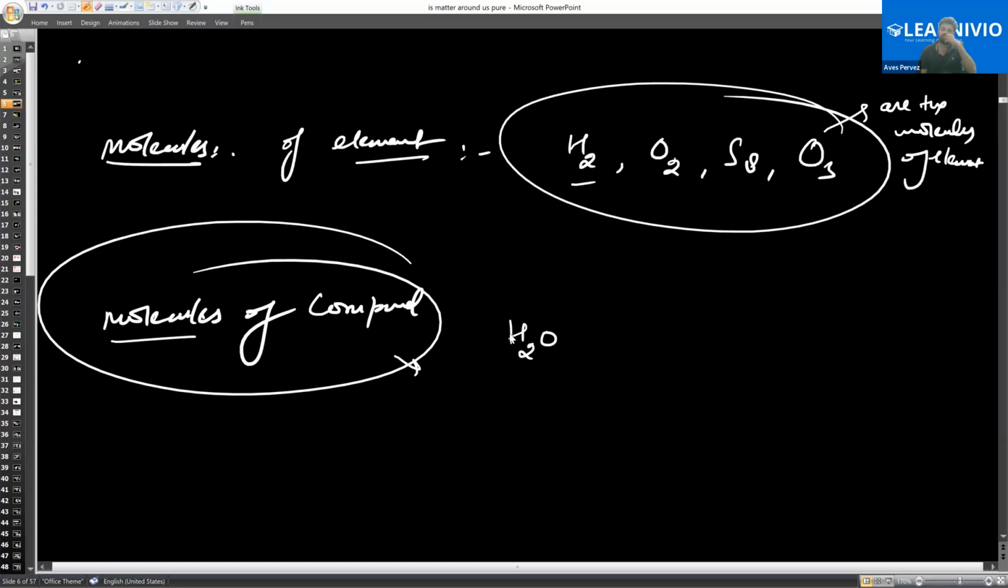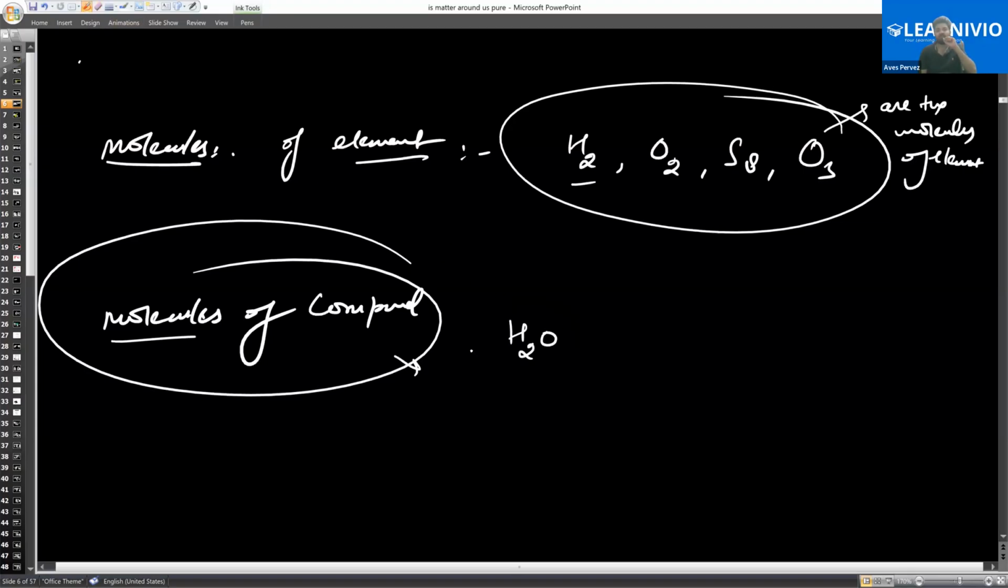But hydrogen is not showing its property, oxygen is not showing its property there. Understood? Hydrogen is an element, oxygen is an element, but here hydrogen and oxygen are not showing their properties. Hydrogen can burn but water cannot burn. Oxygen helps in burning but water cannot help in burning; rather it extinguishes fire. Understood?